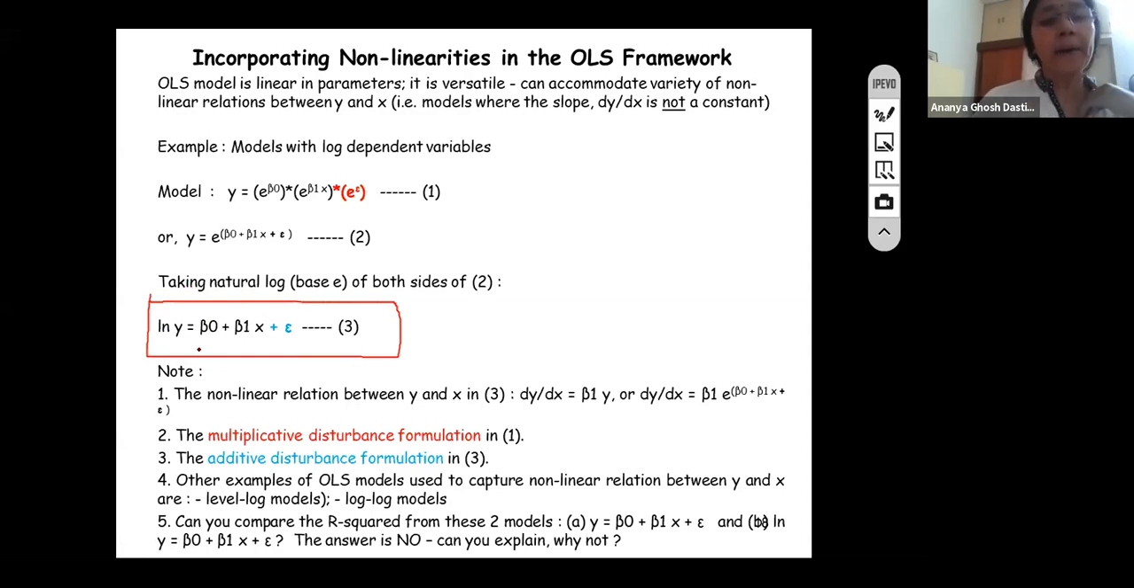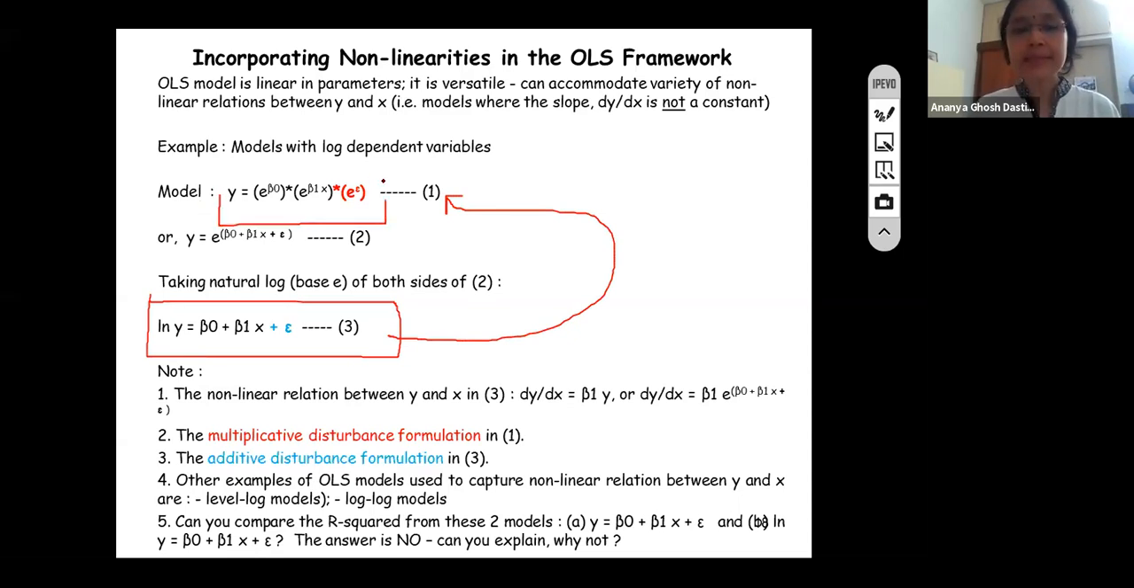Now, if you look at equation number 3, when I estimated the log model, I am basically estimating equation number 3. There is a non-linearity here. You see the non-linearity is right here. Look at equation 1. It means that y is e to the power beta naught into e to the power beta 1x into e to the power epsilon. That is what you are assuming each time that you are running a regression model with the dependent variable in log form.